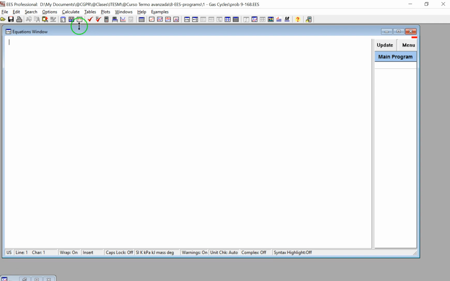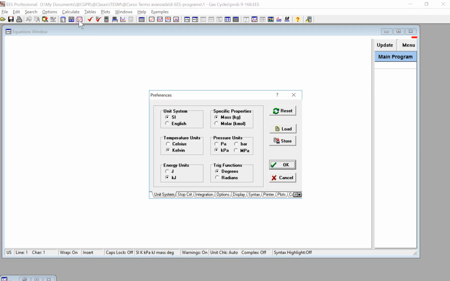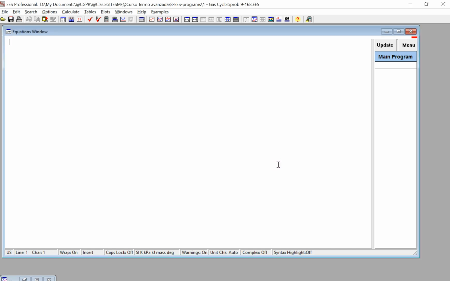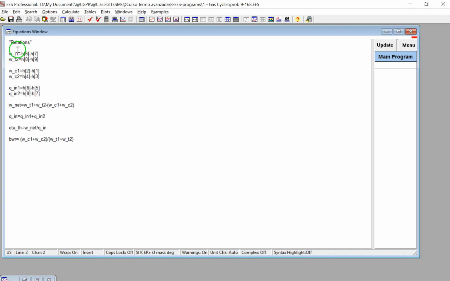We are also going to check the system units. We know that we're going to be working in Kelvin, so that's marked. The rest is international system. It's okay. So first of all, we are going to add our general relation. This is the first law analysis that we have. You can see that we have the relation for the work of the turbine, work of the compressor, Q in and Q out, the net work, total heat in, the real efficiency and the back work ratio.